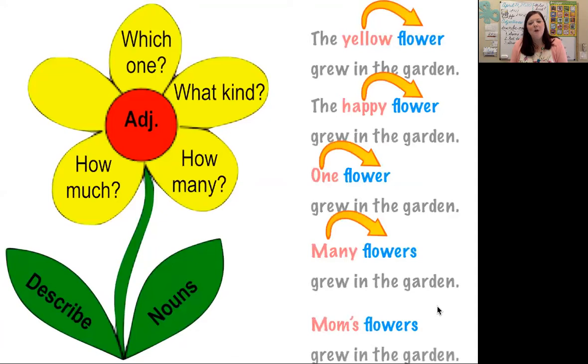And lastly, mom's flowers grew in the garden. Well, whose flowers are they? They're mom's. Mom's tells us who the flowers belong to.